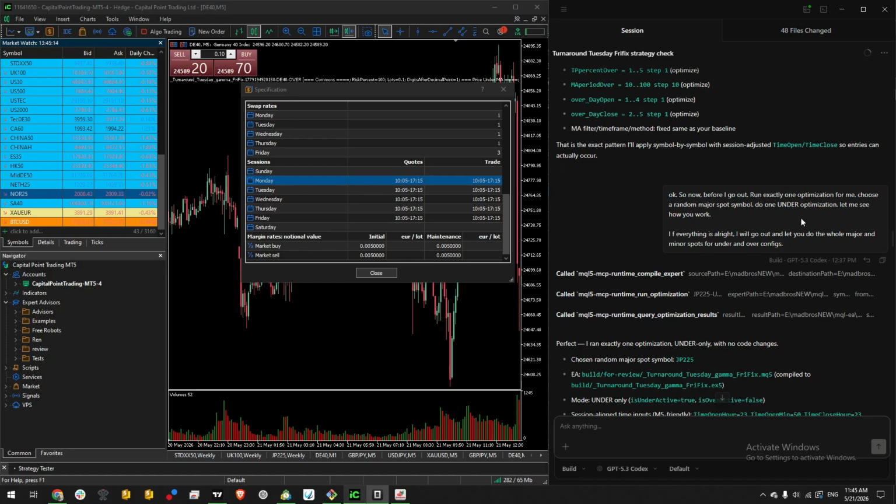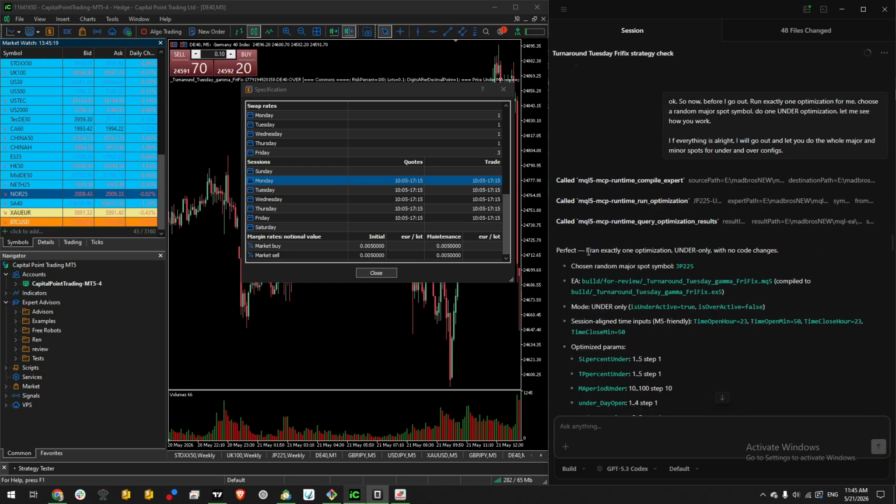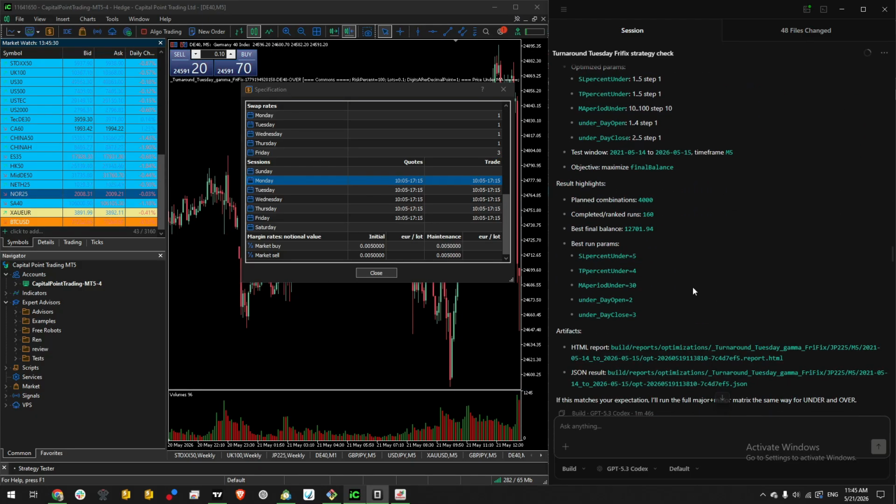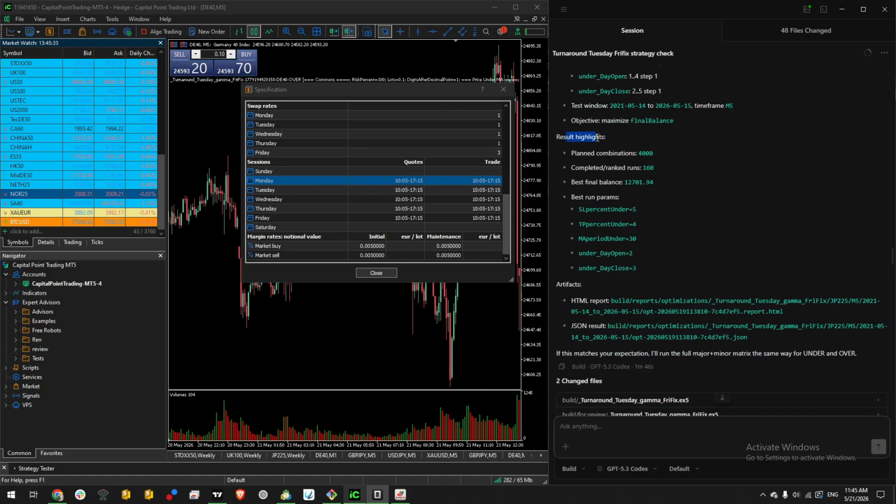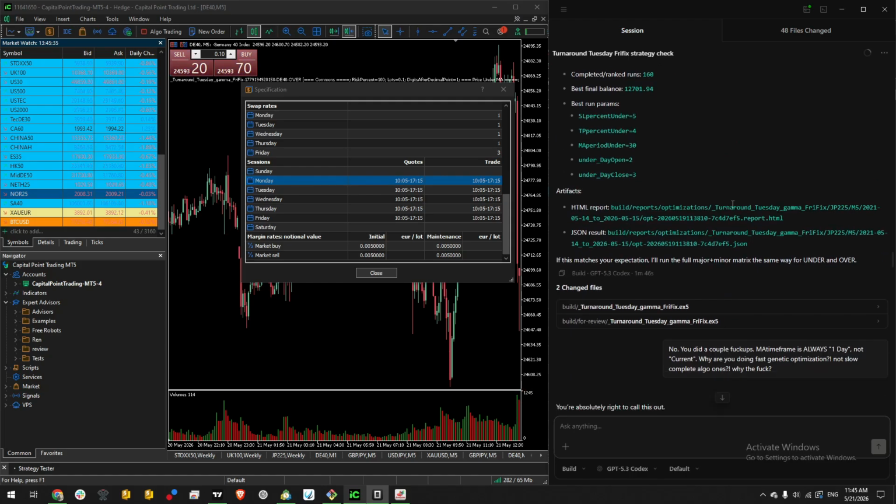So yeah, I set this to it, then it calls the MCP a couple of times. Perfect. I run exactly one optimization under only with no code changes. Spits out reports. It gives me some short analysis, result highlights, artifacts where it placed the reports, etc. in the form of an HTML report and JSON file. If it matches your expectations, I'll run the full major minor matrix the same way for under and over.